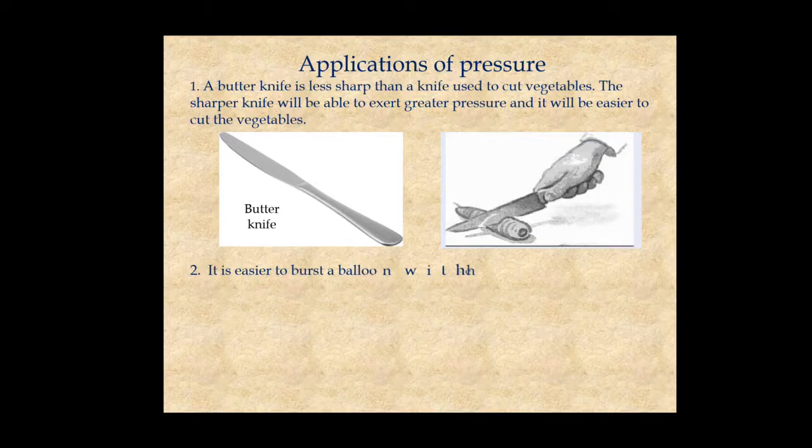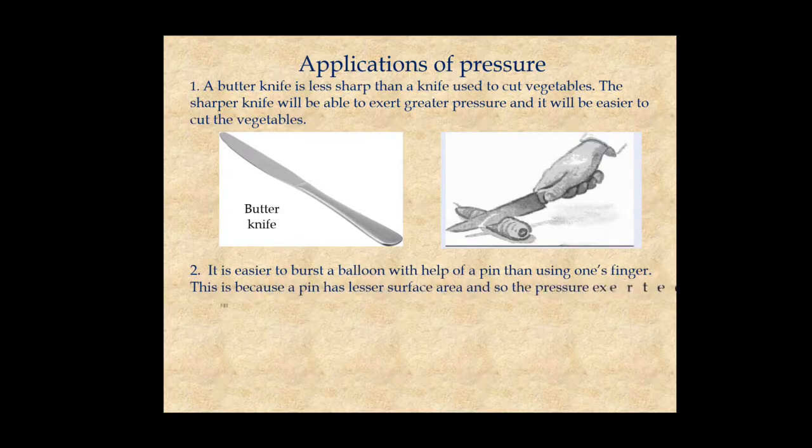And look at the second application. It is easier to burst a balloon with the help of a pin than using one's finger. This is because a pin has lesser surface area and so the pressure exerted is more. This one I already told you before. That means the object with the smaller surface area, by applying the same amount of force, will give more pressure.